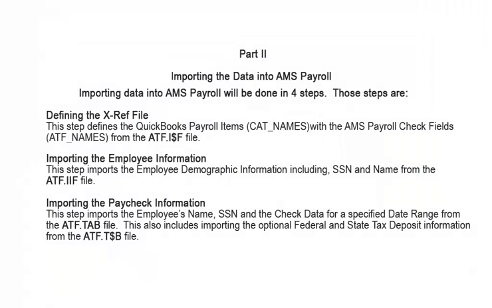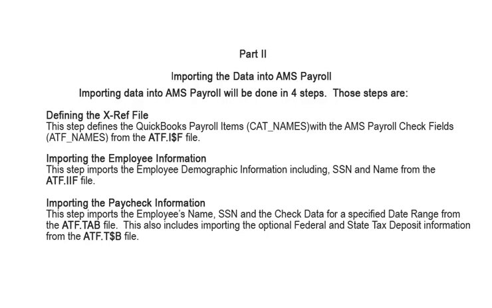Click OK. Now that the files have been created in QuickBooks and saved in the Payers directory, we can import this information into AMS Payroll. First, we will define the XREF file which cross-references the QuickBooks Payroll items, CAT names, with the AMS Payroll check fields, ATF names, from the ATF.I$F file. Importing the employee information. This step imports the employee demographic information including Social Security number and name from the ATF.IIF file.